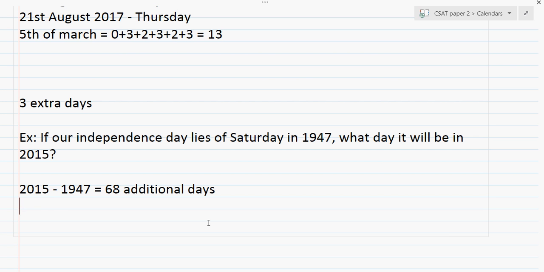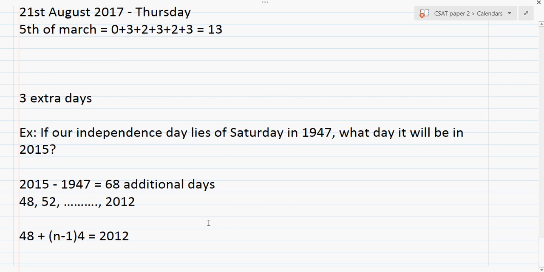How many leap years are there? So 48 was a leap year, 52 was a leap year, and so on, and the last leap year would be 2012, right? So you have to calculate the number of terms. It's a simple AP. So it would be 48 plus (n minus 1) into d, where d is 4, and it gives us 2012.